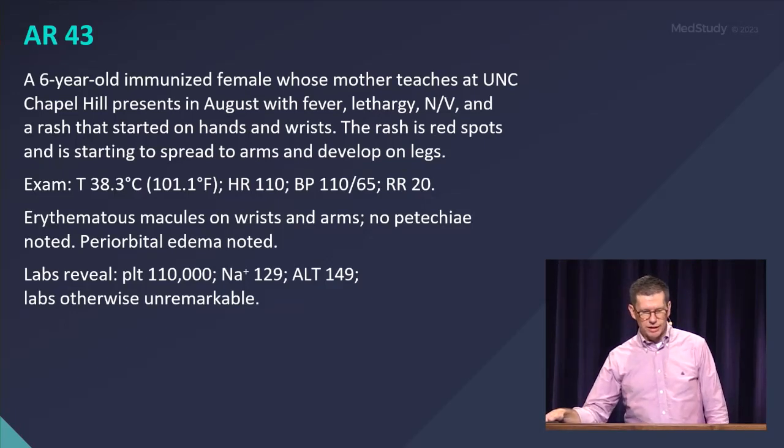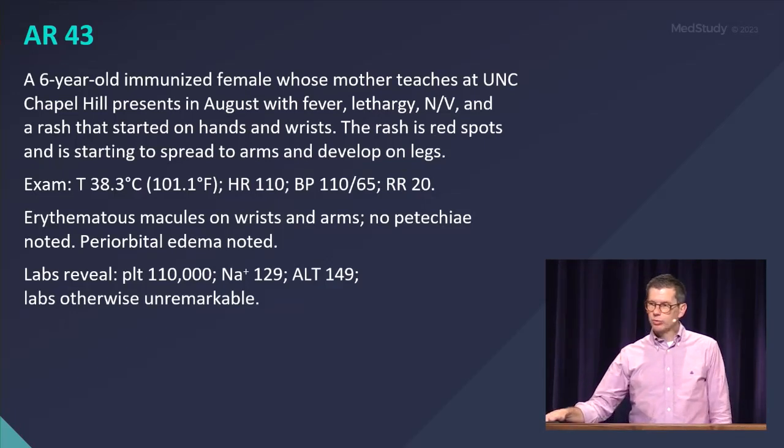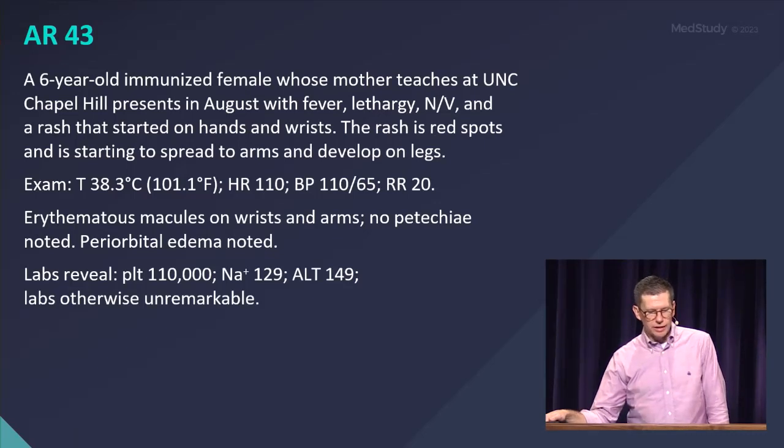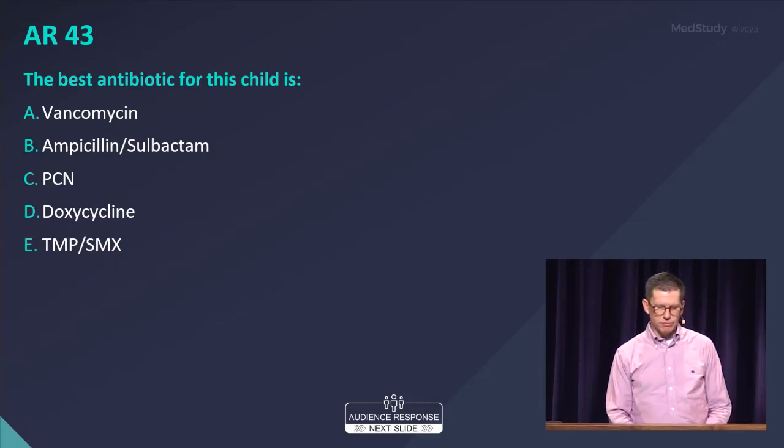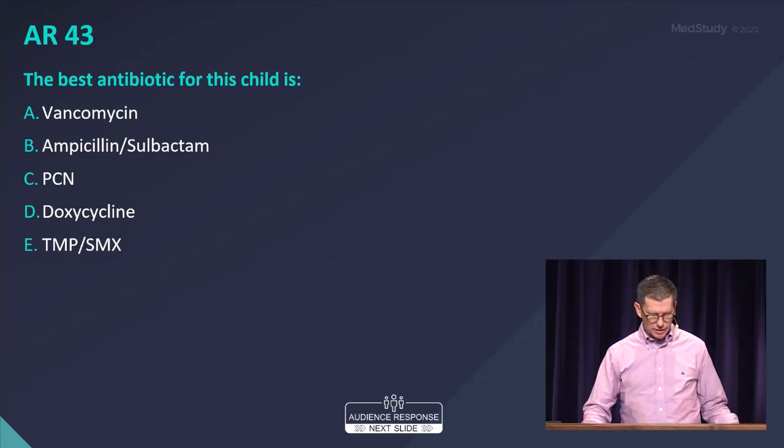A 6-year-old immunized female whose mother teaches at UNC Chapel Hill presents in August with fever, lethargy, nausea, vomiting, and a rash that started on the hands and feet. The rash has red spots and is starting to spread to the arms and develop on the legs. Temperature of 101.1, heart rate 110, blood pressure 110/65, and respirations 20. There are erythematous macules on the wrists and arms. No petechiae are noted. Periorbital edema is noted. Platelets are 110,000, a sodium of 129, ALT of 149. Labs are otherwise unremarkable. The best antibiotic for this child is A, vancomycin, B, ampicillin-sulbactam, C, penicillin, D, doxycycline, or E, TMP-SMX.